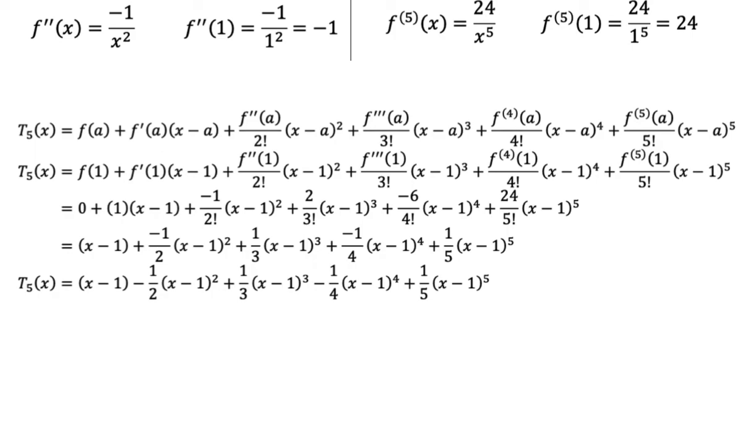The next issue is, how good is a Taylor approximation? In the next video, we'll consider what's called the error bound on a Taylor and Maclaurin polynomial.